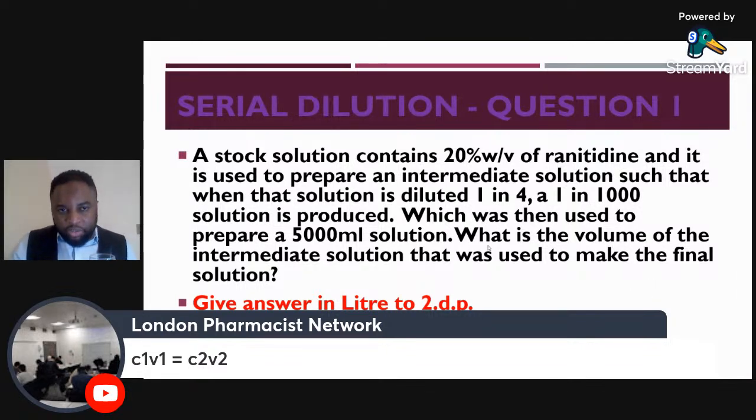From this question, it says the ranitidine solution, or the intermediate solution, was diluted such that when that solution is diluted 1 in 4, a 1 in 1000 solution is produced. Can anyone tell me what the dilution factor is in this question? Just by looking at the question, we need to be able to identify that before we start. Just write the number in the comment section.